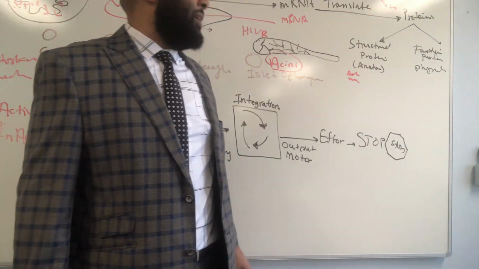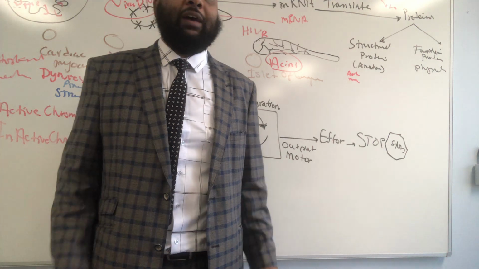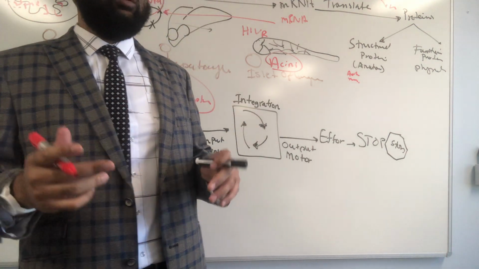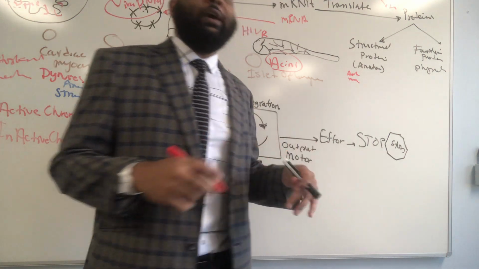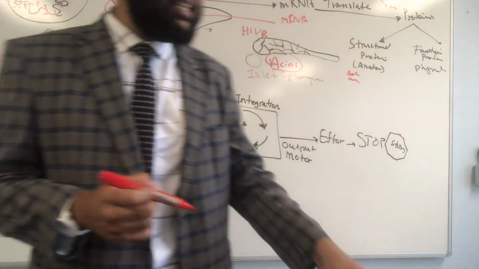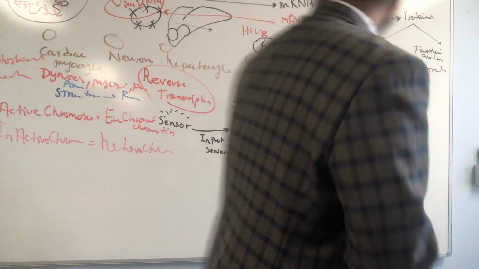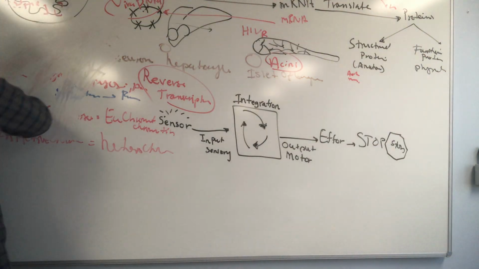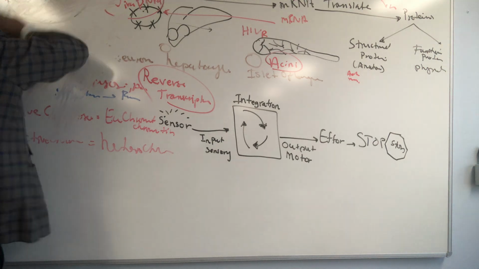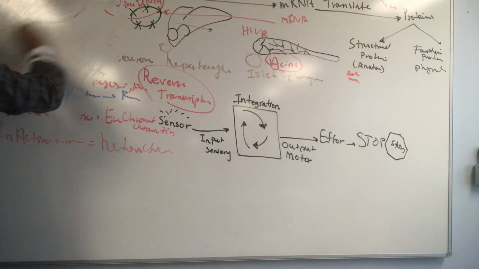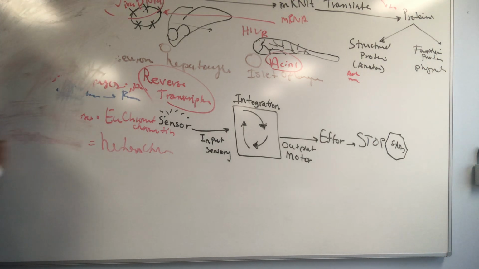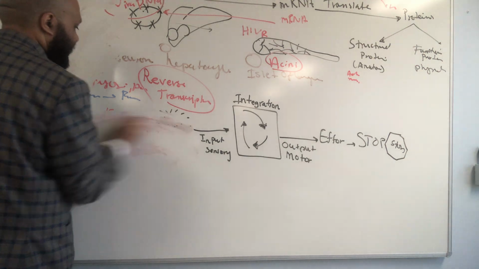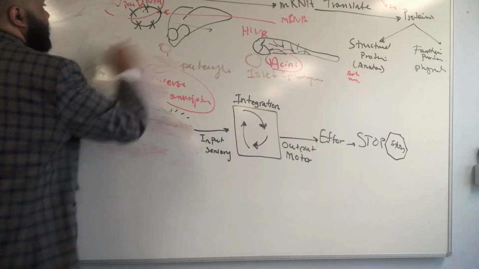But that's not the only form of proteins that we have. We have functional proteins, and the hallmark of which is your hemoglobin. So what does hemoglobin do? Hemoglobin is very important because it can shuttle two different types of gases.